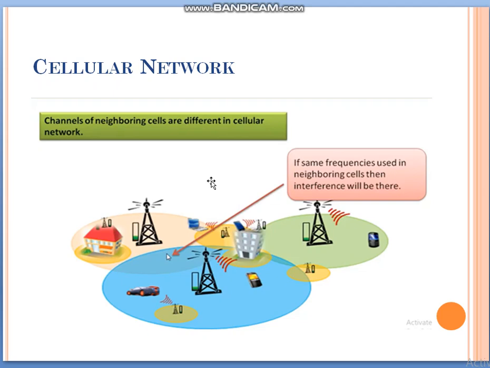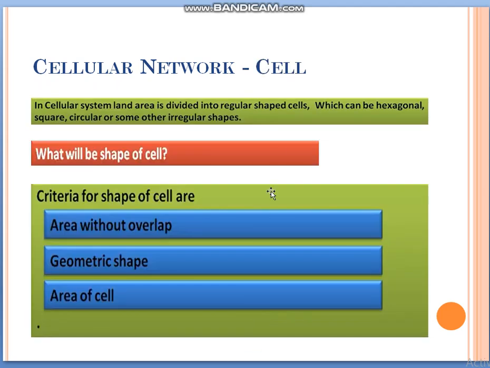What is the main factor? The channels of neighboring cells are different in a cellular network, because if the same frequency is used in both cells, interference will be created. So neighboring cells do not use the same frequency. The main factor is that cells create the network and an area to connect users to different transmitters, providing signal and communication without breaking.